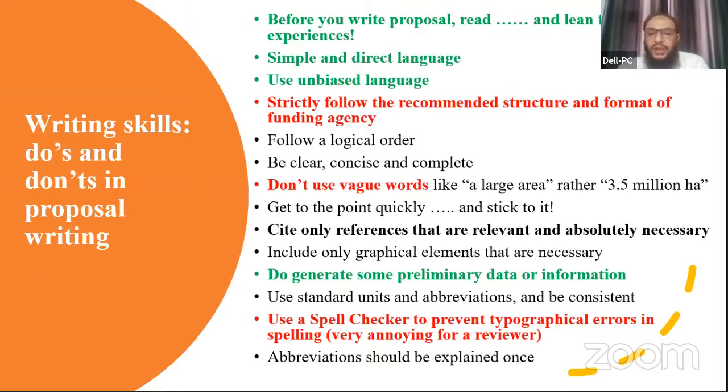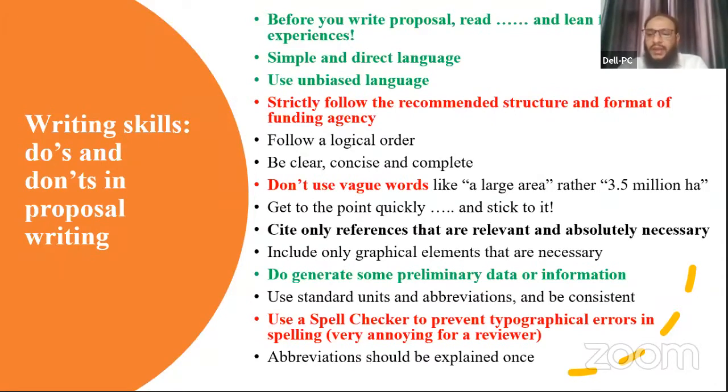So points should be clear and you should stick to your own statements, and not change your statement from one page to another. Then cite only references that are relevant and absolutely necessary. Because a proposal is not a thesis, don't use so many references. Rather, cite only the most significant references that are absolutely necessary for your proposal. Then include only graphical elements that are necessary. It means a picture or graph if required. Or if you have preliminary data or information, then you can generate graphical elements in your proposal.